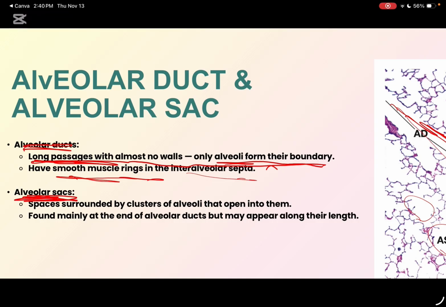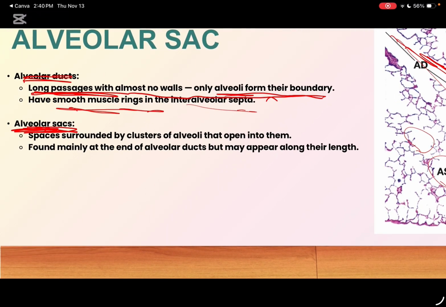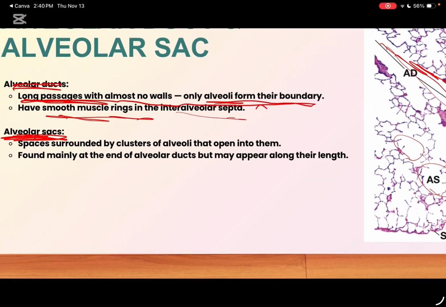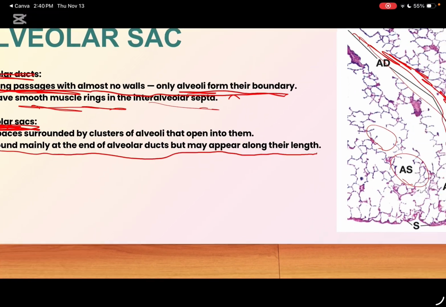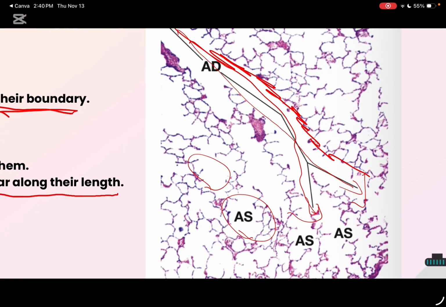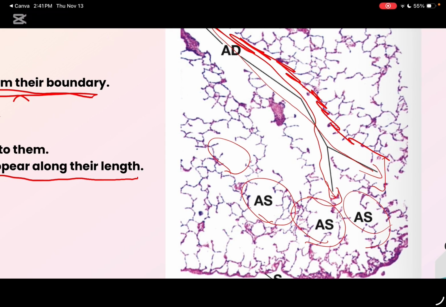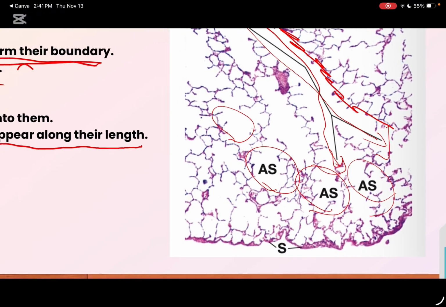While on the other hand, alveolar sacs are basically spaces surrounded by clusters of alveoli that open into them, found mainly at the end of the alveolar duct, but may appear along the length. What does this sentence mean? Look, this is the end of the alveolar duct. So we'll be having here alveolar sac. This just makes sense because this just transmits everything we need from here to the alveolar sac, gas exchange.